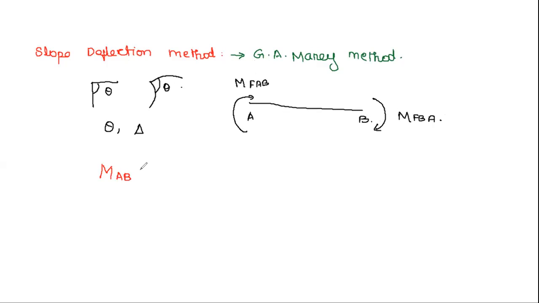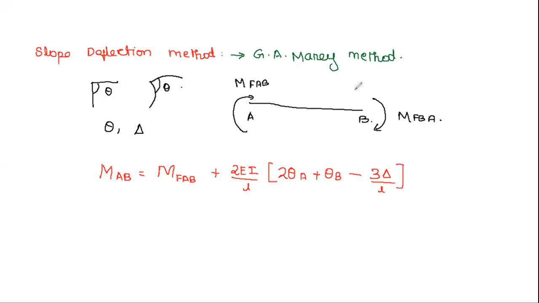MAB is equal to the fixed end moment MFAB plus 2EI by L times (2 theta A plus theta B minus 3 del by L).